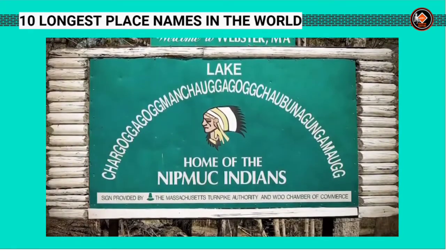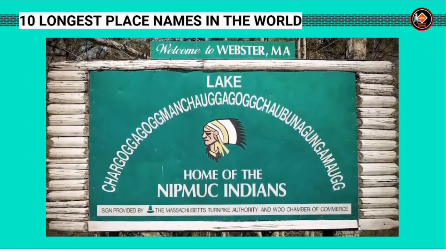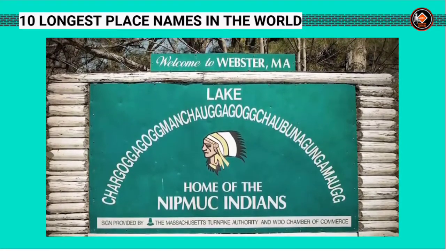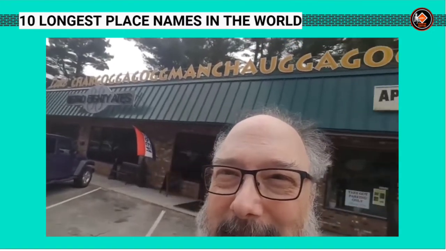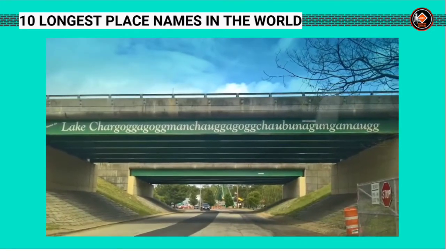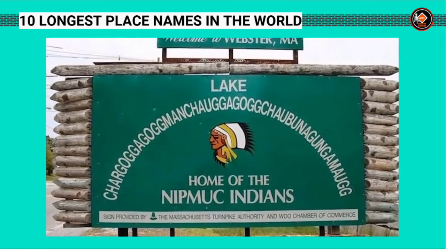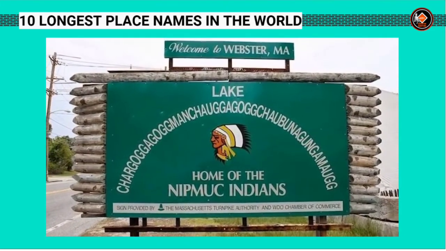Chagagagog, Manchagagog, Chaubanagangamug. There, I said it. So it's a lake in Webster, Massachusetts, which is in the United States. It is actually most commonly known as Lake Webster. Here's what it means. Fishing point that's at the boundaries and which is a neutral meeting point. It isn't far away from Connecticut. There are 45 letters in this word and it's the longest place name in the United States.